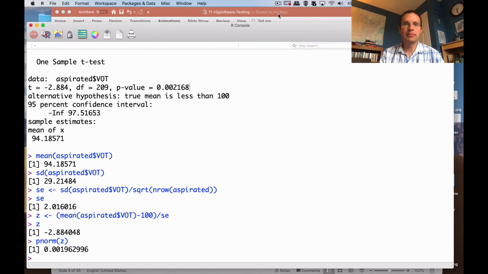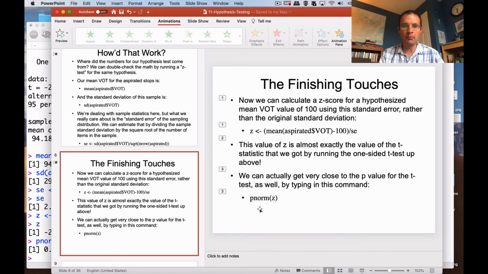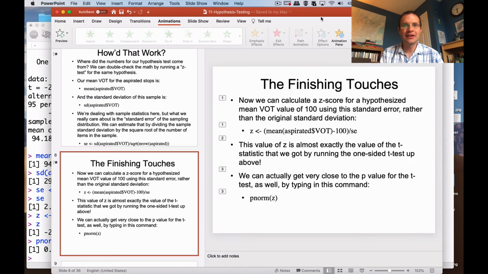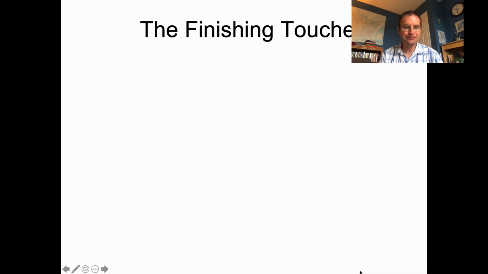Remember, when we're converting z-scores into probabilities, we're looking at the proportion of the normal distribution that falls to the left of that z-score. And this z-score is so small at negative 2.88 that not a lot of the distribution is to the left of it. It's about 0.2% of that distribution.